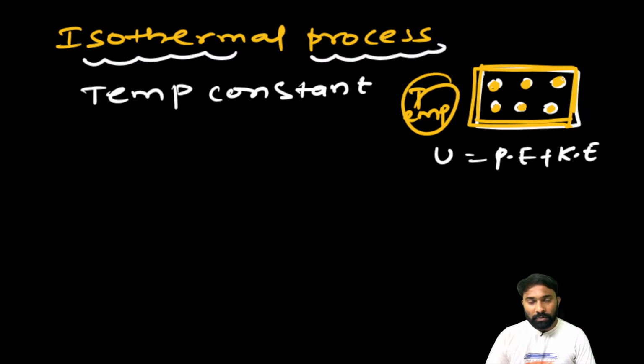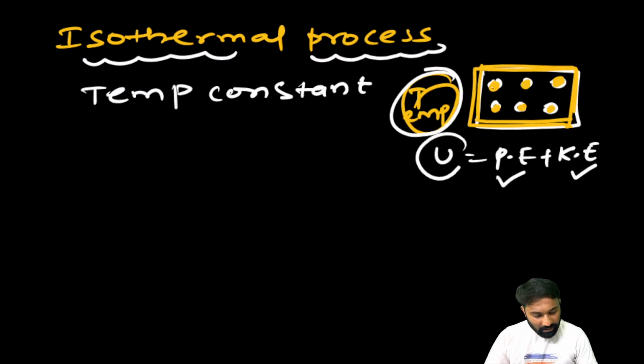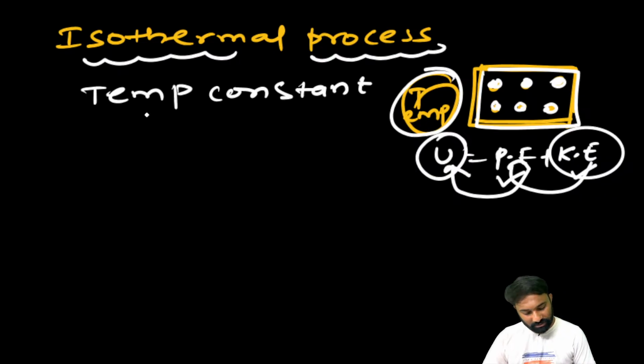When there is no movement of the gas particles, there is no change in the potential energy and kinetic energy. In the isothermal process, if the temperature is constant, the kinetic energy of the gas particles is constant. If the kinetic energy is constant, potential energy is constant. If the potential energy is constant, internal energy is constant. So this is a key point you have to remember.